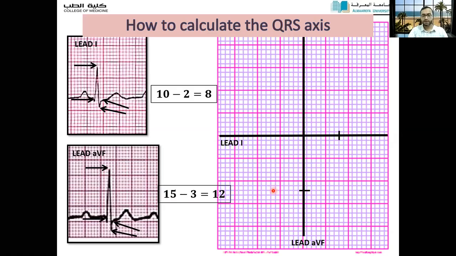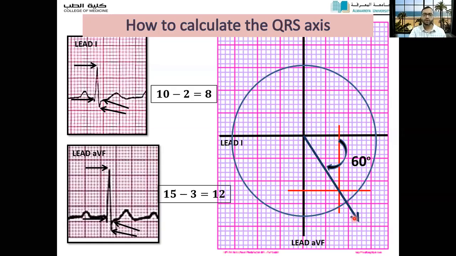Now draw a perpendicular line from here. Draw a perpendicular line from here. From both, you draw a perpendicular line and then just join it from the center to where these 2 lines meet. And this is nothing but the axis. You just measure the angle here, and this is the axis of the QRS you have measured, which seems to be normal, around 59 degrees, around 60 degrees, because we have a normal range of minus 30 to plus 110.